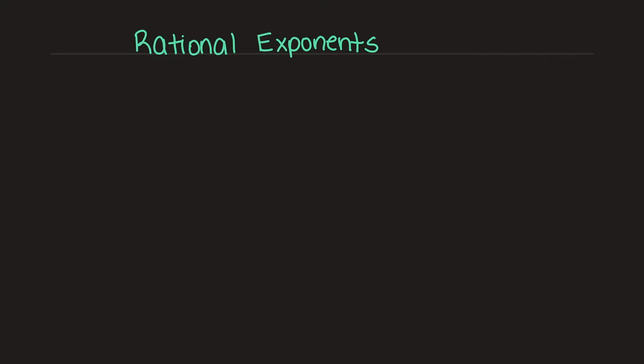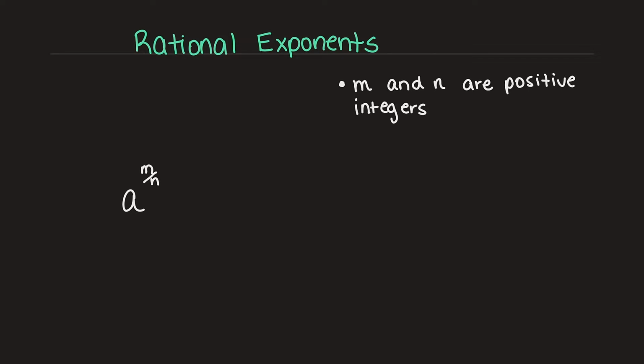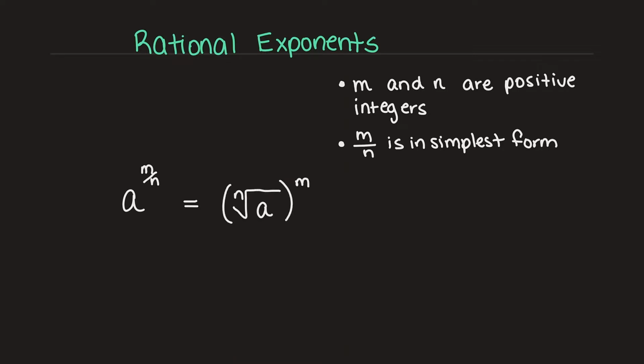So if we have a rational exponent expression like a to the m over n, where m and n are positive integers, and m over n is in simplest form, then we can rewrite this in radical form as the nth root of a all raised to the m power, or the nth root of a to the m, where the denominator of the fractional exponent is the index of the radical. So sometimes converting between these two forms makes it easier to simplify the expression.